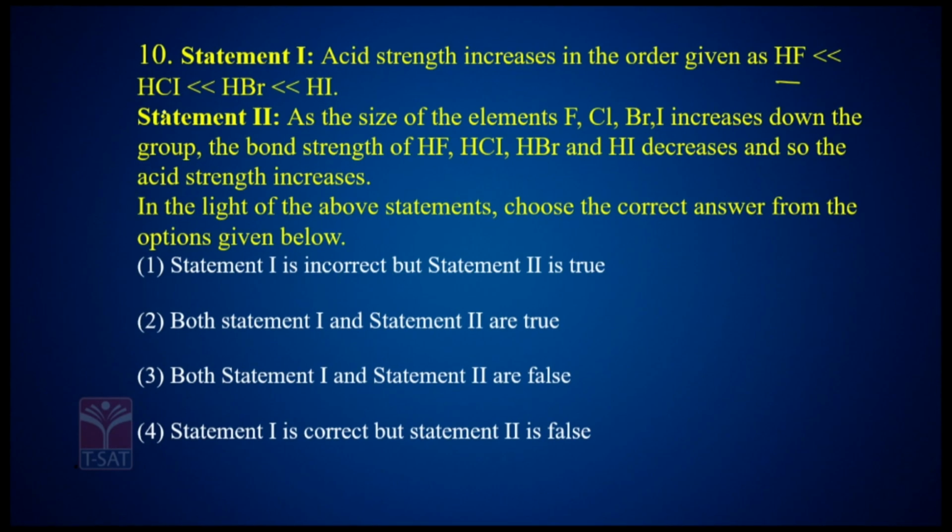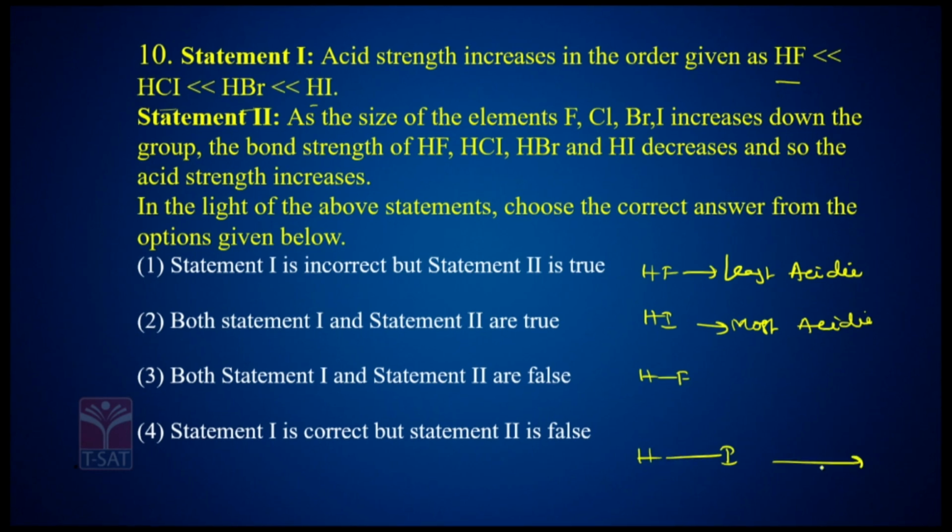Acidic strength in the order is given as HF, HCl, HBr, HI. He is telling that HF is least acidic and HI is most acidic. Is it correct or not? Yes, it is correct, because in HF the bond length is very less, but in HI the bond length is very high. HI can be broken down very easily and loses H plus ion very easily. And something losing H plus ion very easily is more acidic, right? That is what he is saying.